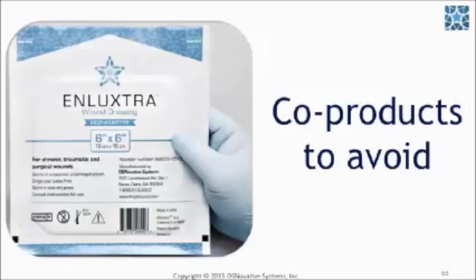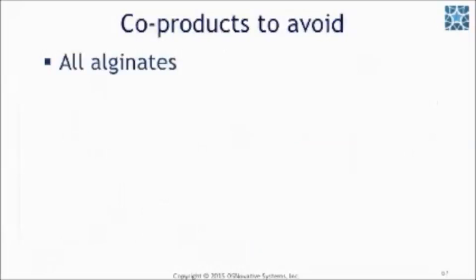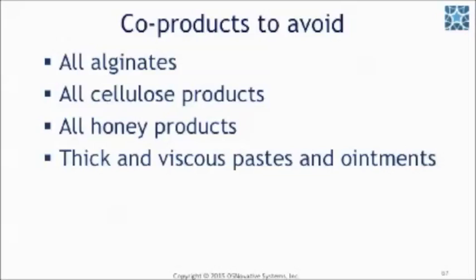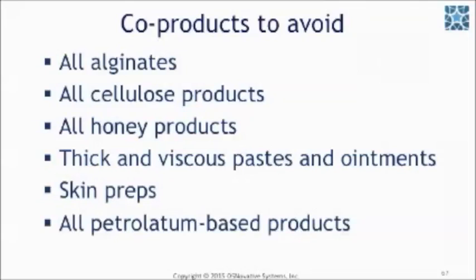It is important to note that some products are best avoided when using Enluxtra, such as all alginates, all cellulose products, all honey products, thick and viscous pastes and ointments, skin preps, all petrolatum-based products, moisture barriers.